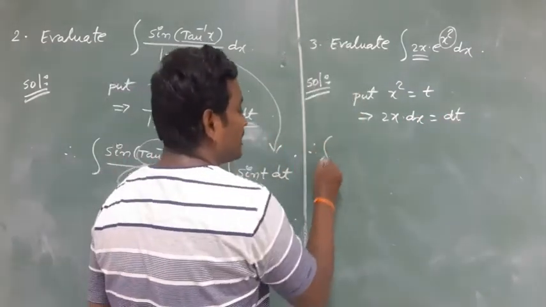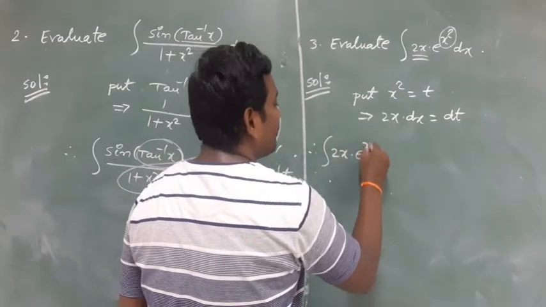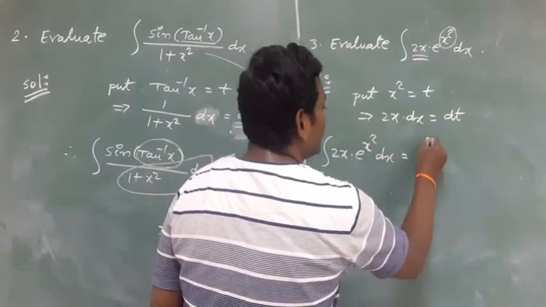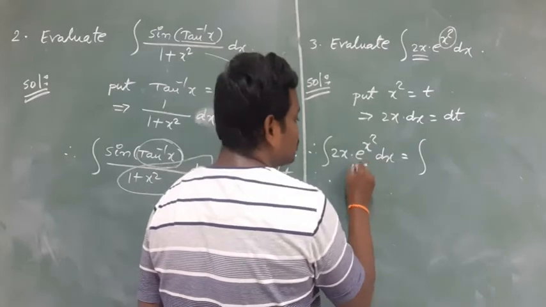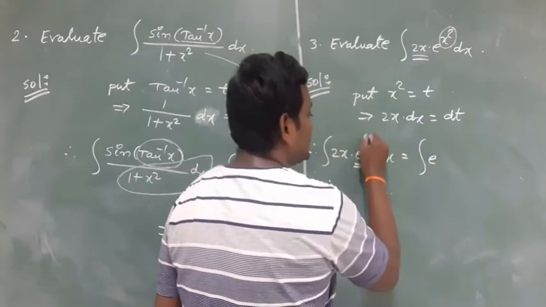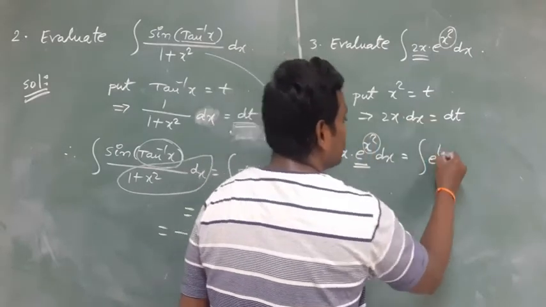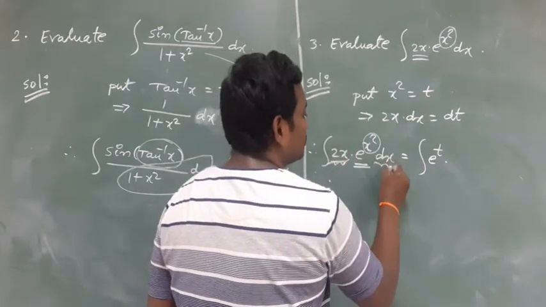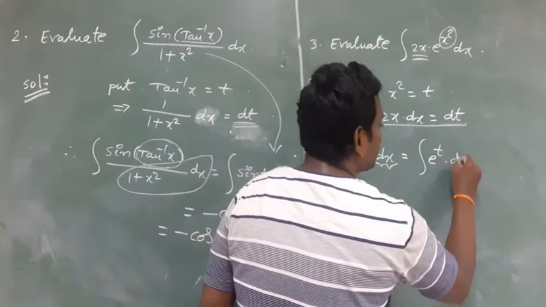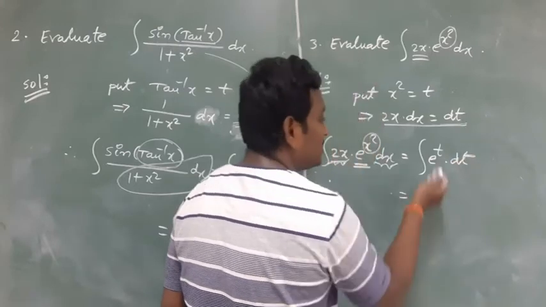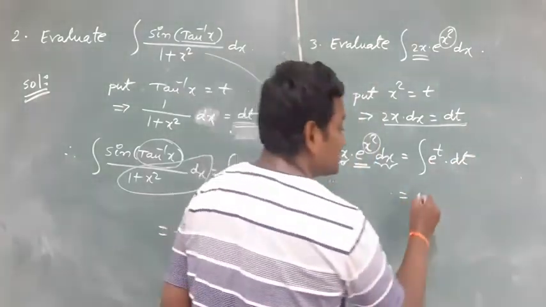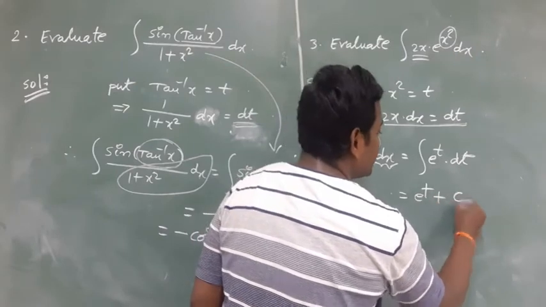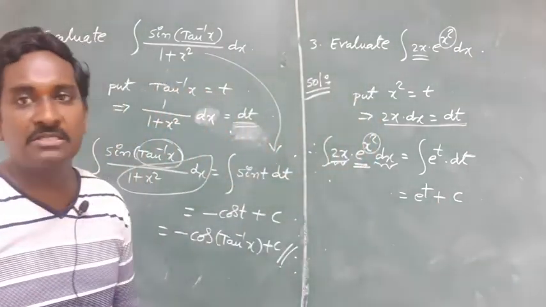So the given problem, integration of 2x into e power x square dx, becomes integration of, first write this term, e power x square, where x square is equal to t. What is 2x dx? We can replace 2x dx by dt. So that is equal to the integration of e power t. Integration of e power t is e power t. Integration is completed, so we add the constant c.